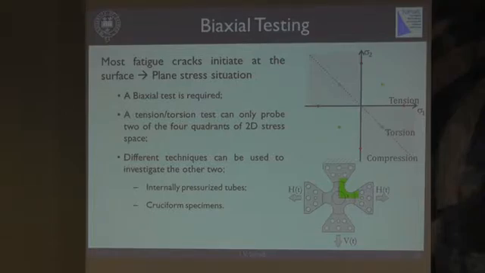And so one has to do a number of these cruciform type tests, Maltese cross tests, or you have to go to internally pressurized tubular specimens. So what we've been doing is investigating the use of these cruciform tests. They're not new, of course, but they're new to us. And they're manufactured out of a nickel alloy, Waspaloy, and we've subjected them to various different loading regimes and looked at the total lives, and then seen how we can correlate these.